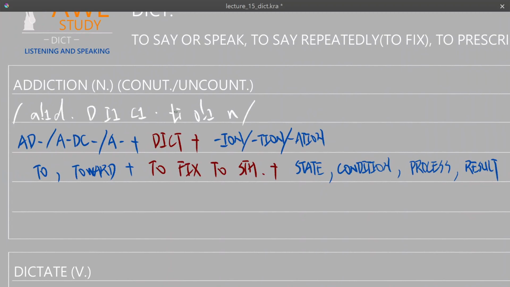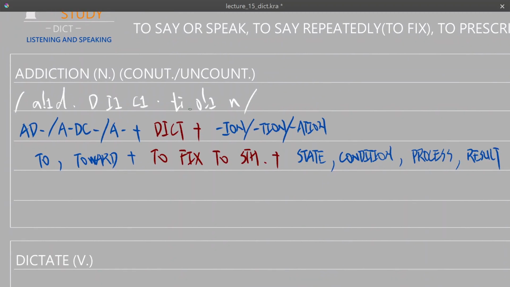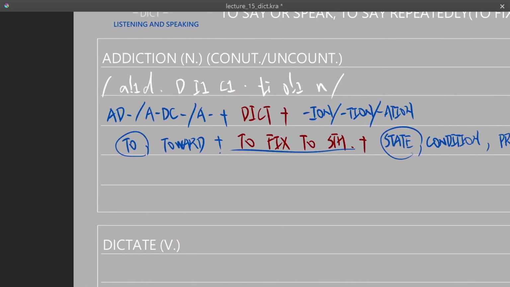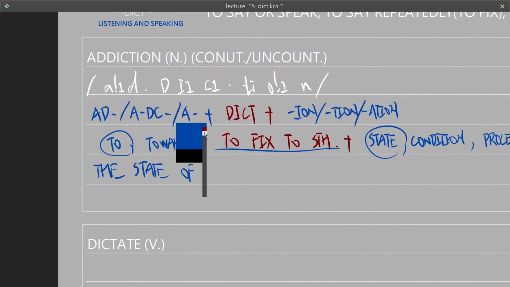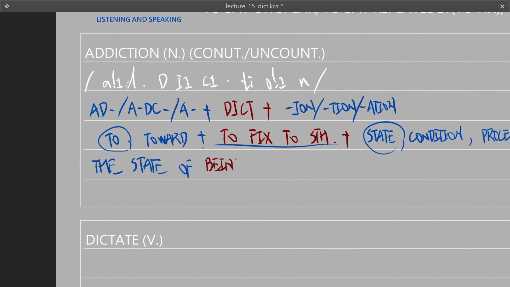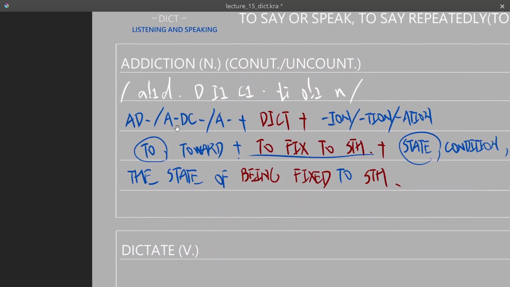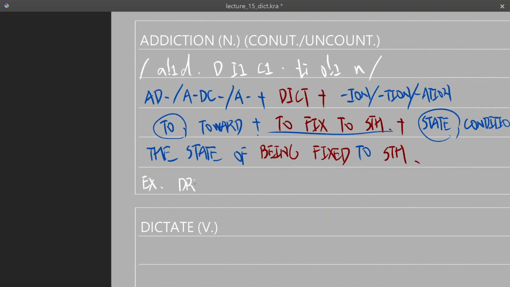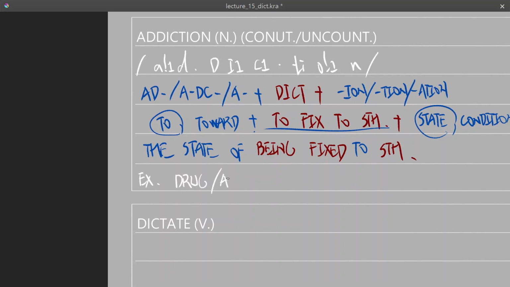Cool. So addiction literally means what? The state of being fixed to something. That's it. Addiction. So for example, we have drug addiction or alcohol addiction.